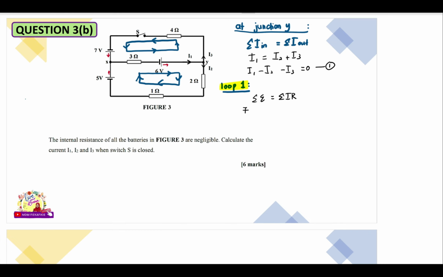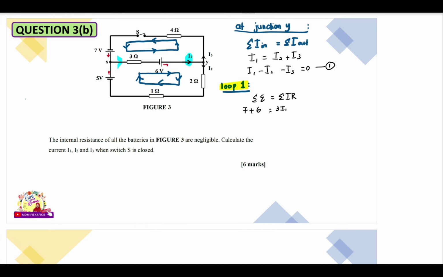So dia akan jadi 7 plus 6 is equal to, and then look at how many resistors in this circuit. Okay, the first loop. So we have the first resistor. Okay, 3 ohm. Alright, so 3 ohm, current apa yang lalu dekat dia? So kita nampak dekat sini current yang lalu dekat dia adalah I1 lah. Sebab I1 datang daripada sini, I1. Okay, so dia akan jadi 3 I1.